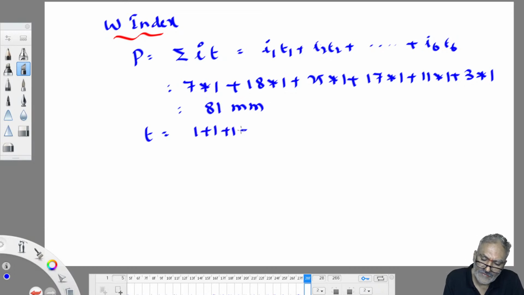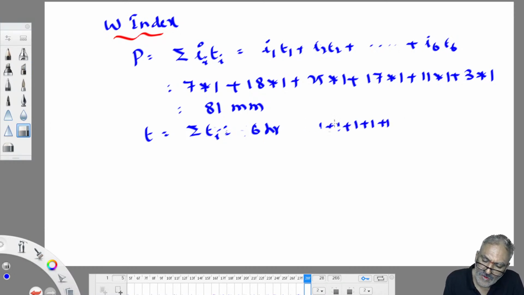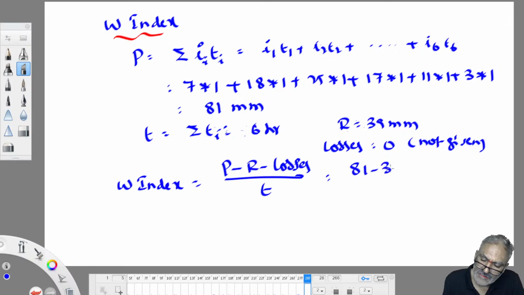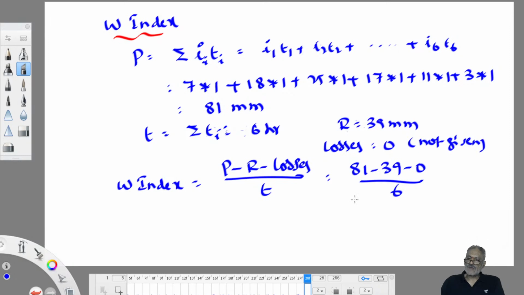So T is equal to 6 hours: 1, 2, 3, 4, 5, 6. T is nothing but sigma Ti. 1 plus 1 plus 1 plus 1, okay? 6 hours are there; if you sum up you will get 6 hours. And the runoff component is given to you. Losses not given, therefore we take it as 0. Therefore W index is equal to P minus R minus losses by T, that is 81 minus 39 minus 0 by 6. How much is it? So you got 7 mm per hour.